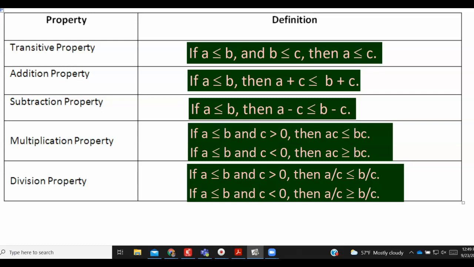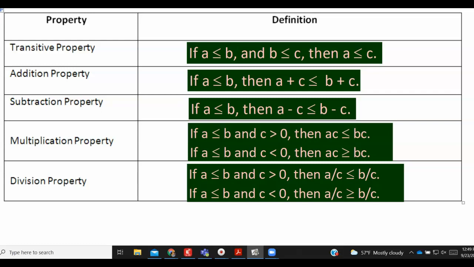All right, transitive property: if A is less than or equal to B, and B is less than or equal to C, then A is less than or equal to C. If A is less than or equal to B, then A plus C is less than or equal to B plus C. And then if you subtract, it's the same.